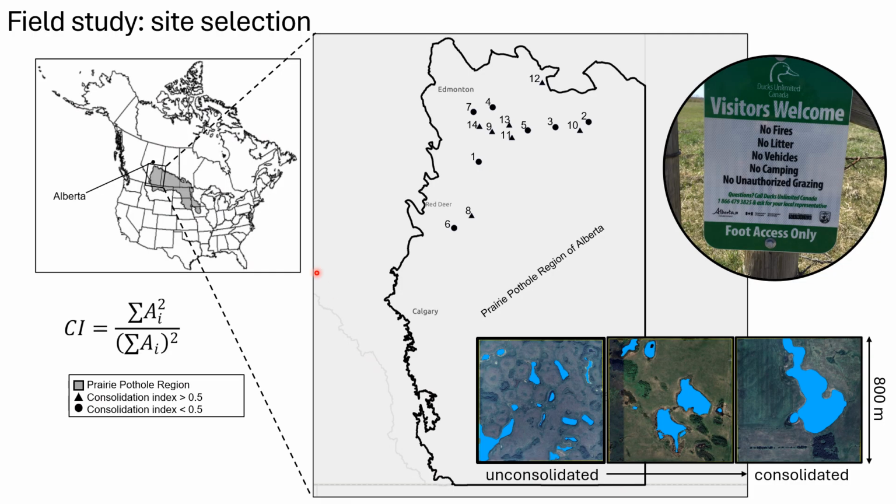So we tested this with a field study that we conducted in 2024. We selected 14 Ducks Unlimited Canada conservation properties, which were quarter sections, so 800 meter by 800 meter squares of land. And we measured pond consolidation within these quarter sections along a gradient, using this consolidation index. We created this new index. So as pond count decreases and as pond area becomes unevenly distributed across ponds, we get an increased CI score, so an increased consolidation index score.